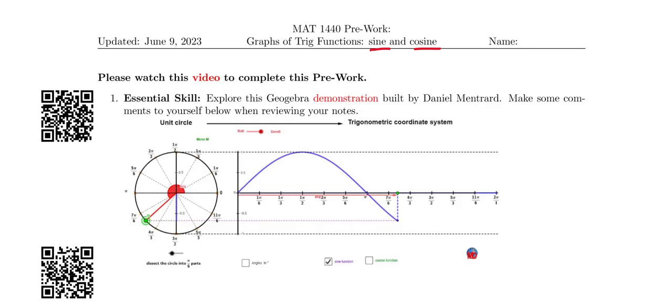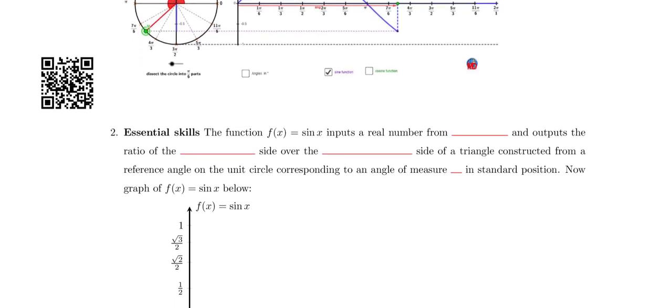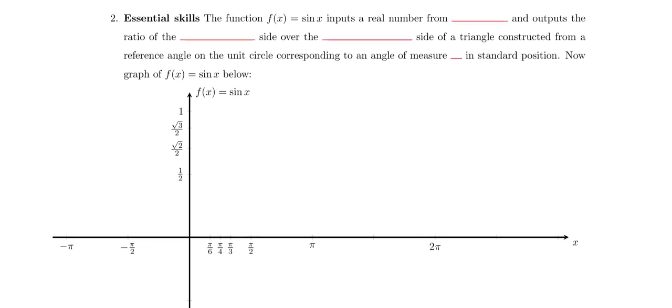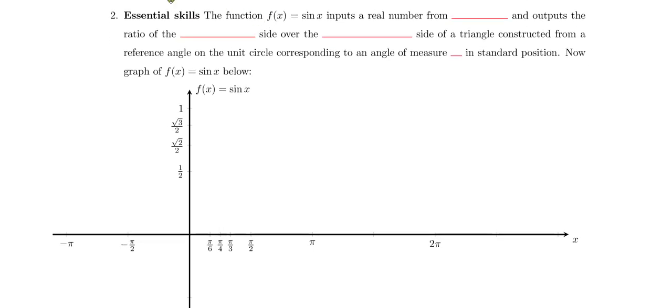Okay, so returning to our pre-work page, what we want to do now is build that graph that we were just looking at. So here we are ready to define the function. The function f of x equals sine of x inputs real numbers from the entire real number line, so this is from minus infinity to infinity. And it outputs the ratio of the opposite side over the hypotenuse side of a triangle constructed from a reference angle on the unit circle corresponding to an angle of measure x.